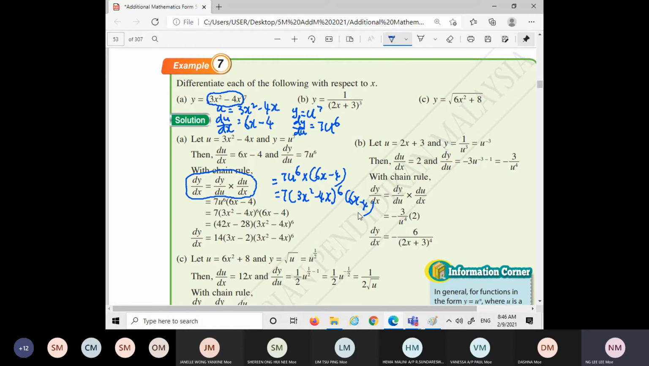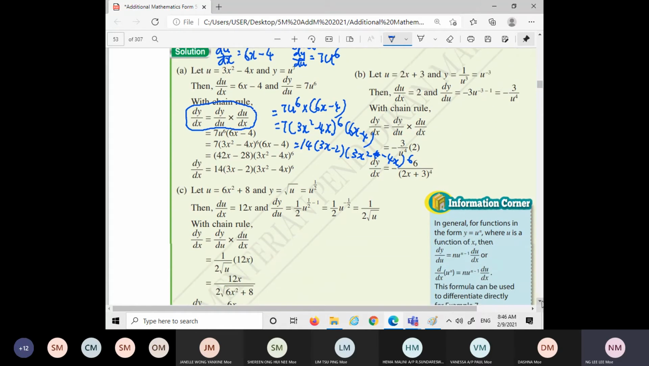What's different here is they factor out 2, because here the factor has a 2 and here also. So 2 times 7, you have 14. So you rearrange. This is 3x squared, sorry, minus 4x, and then power 6. Okay, this is the chain rule.